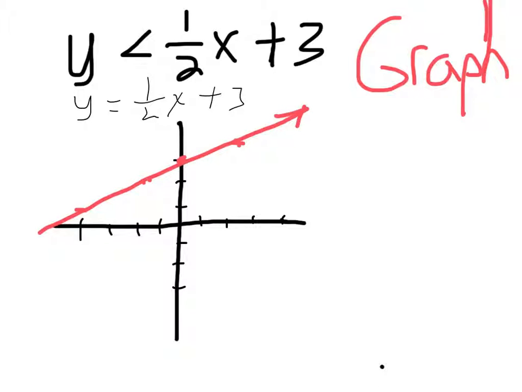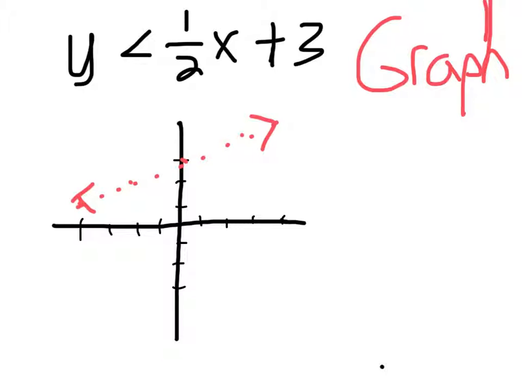You guys are probably better at drawing lines than I am. So my eraser doesn't really work on this program, but you can see I went back and changed the line. I made it dotted. I made a dashed line, and that's because I want to make sure I don't include solutions that are exactly on the line, since I don't have the less than or equal to. So I make a dashed line just to say, hey, you pick a point on this line, it's not going to be a solution.